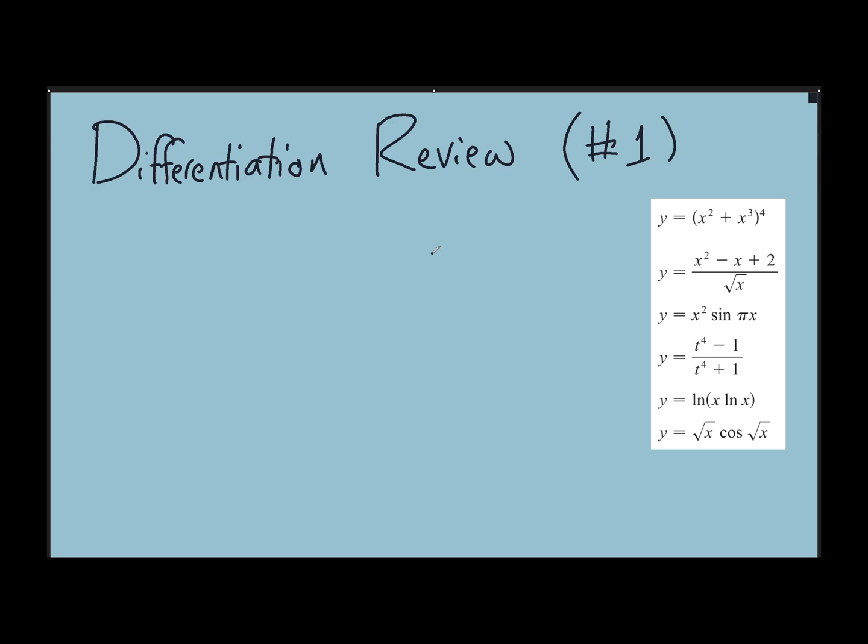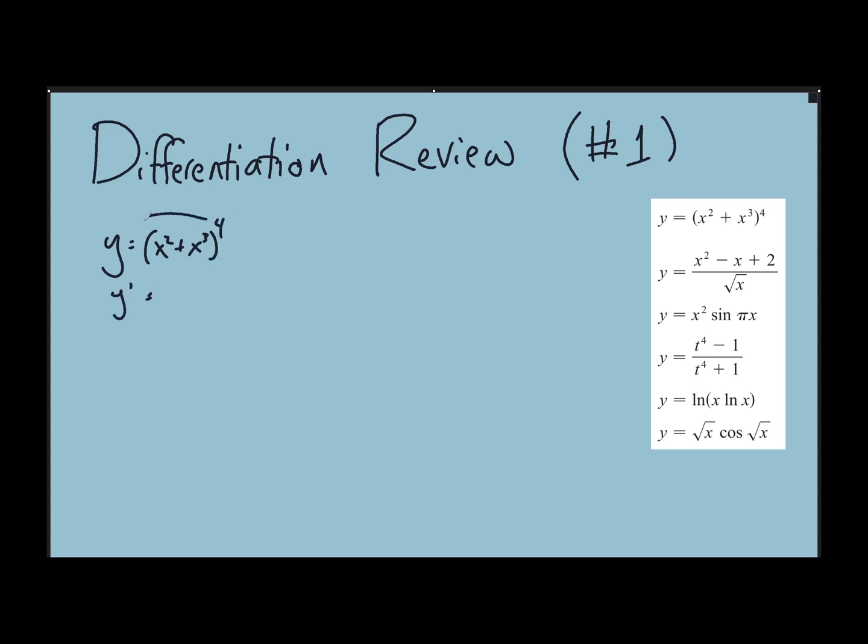Finally, we've reached the end of all of the differentiation rules and problem sets in Calculus 1, and now we're running through a review to make sure we know all of them and how to interchange all of them. Let's start with number 1. At the very beginning, y equals x squared plus x cubed to the fourth, well, y prime.